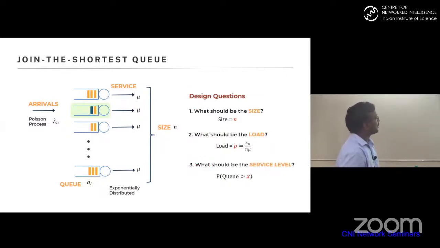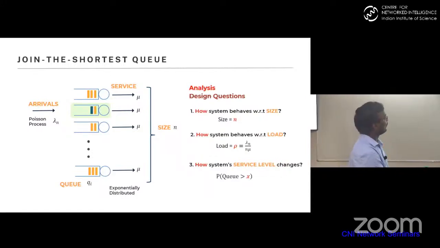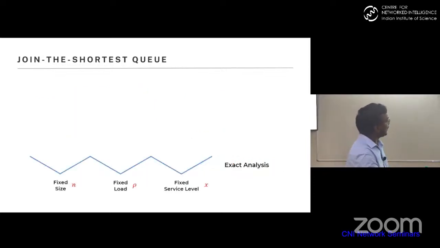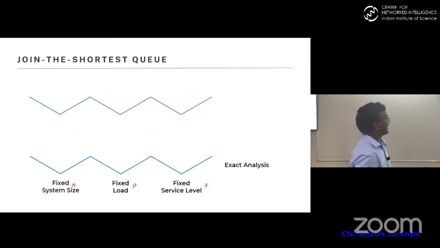And so all these design questions have corresponding analysis questions, which is how does the system behave with respect to the size, with respect to load, and how does the service level change as a function of size. So exact analysis typically corresponds to finding the stationary distribution or some approximation of it. And since we can't do that, we resort to asymptotic analysis.